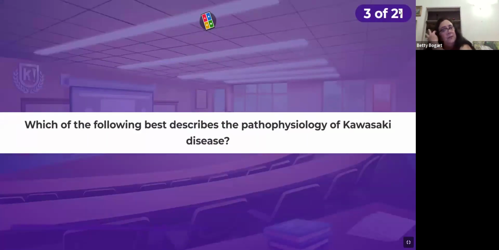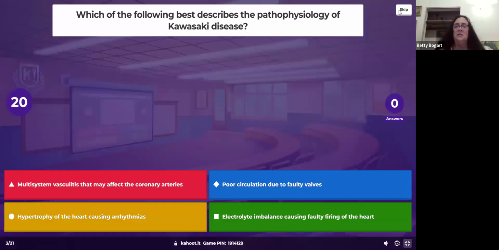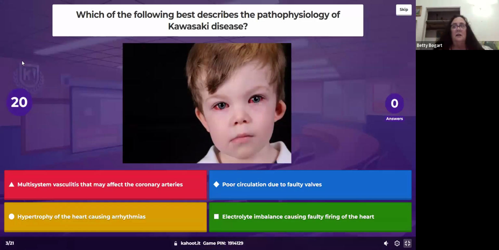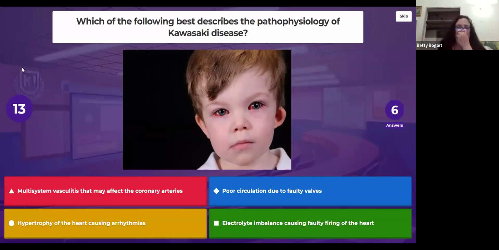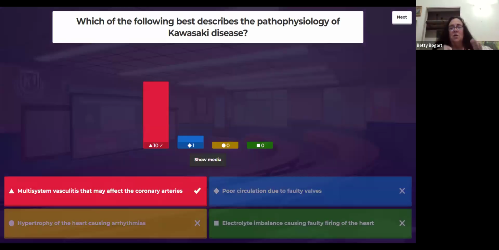Which of the following best describes the pathophysiology of Kawasaki disease? So Kawasaki disease, we don't know what it's caused from. It's not bacterial. It's a multi-system vasculitis, and our biggest concern is the coronary arteries and having aneurysms.